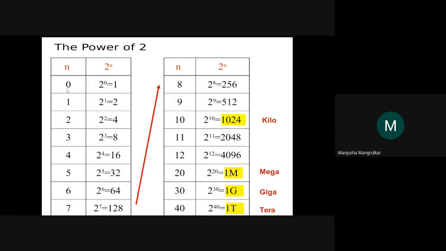Now these are the notations. 2 to the power 0 is 1, 2 to the power 1 is 2, 2 to the power 2 is 4, 2 to the power 3 is 8, 2 to the power 4 is 16. N means the number of bits. 2 to the power 5 is 32, 2 to the power 6 is 64, 2 to the power 7 is 128, 2 to the power 8 is 256, 2 to the power 9 is 512, 2 to the power 10 is 1024.